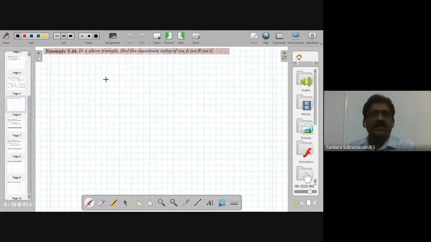This is another problem which involves trigonometric functions, sine, cos, and all. But here it is cos, right? The question is, in a plane triangle, find the maximum value of cos of angle A, cos of angle B, cos of angle C. So you have a triangle.